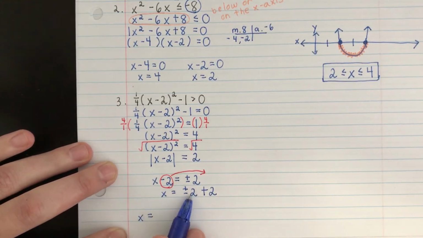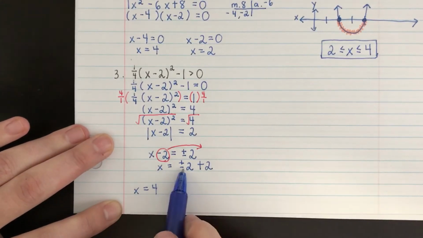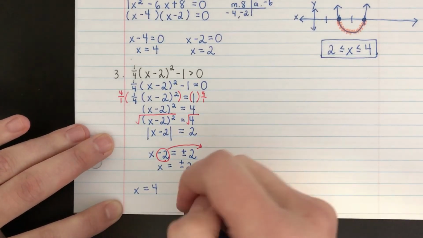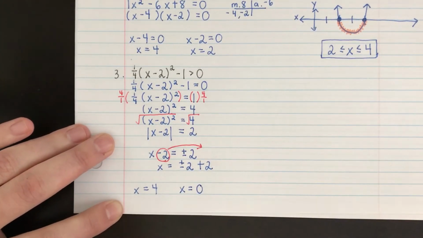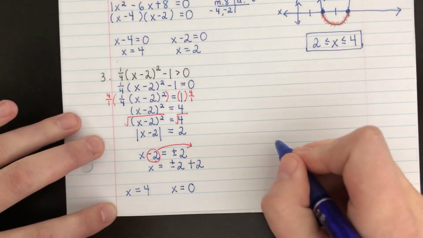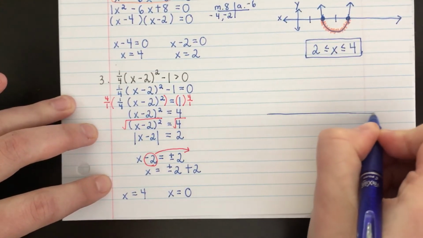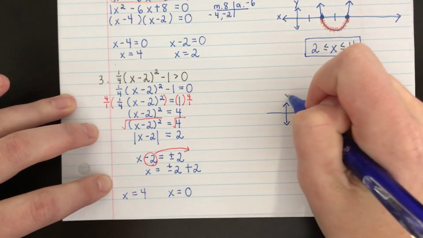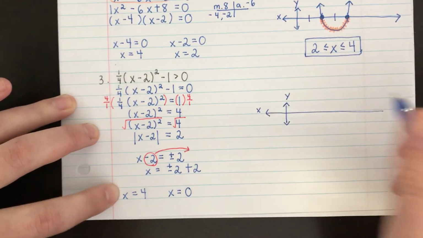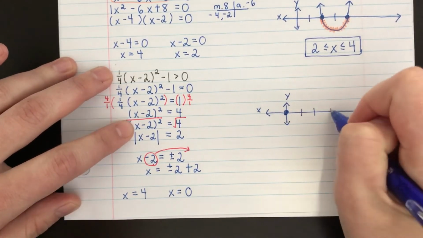x equals positive 2 plus 2, that's 4. Or x equals negative 2 plus 2, that's 0. All right, so I've got my 2 solutions. They're 0 and 4, so I'm going to draw my picture. All right, here's my y-axis. Here's my x-axis. I have a solution at 0, and I have a solution at 1, 2, 3, 4.